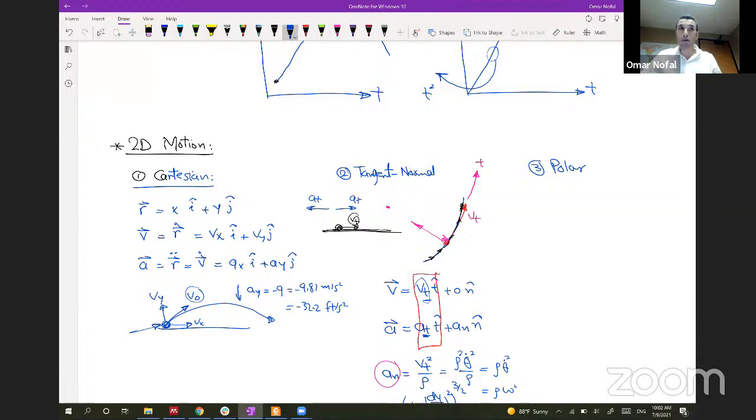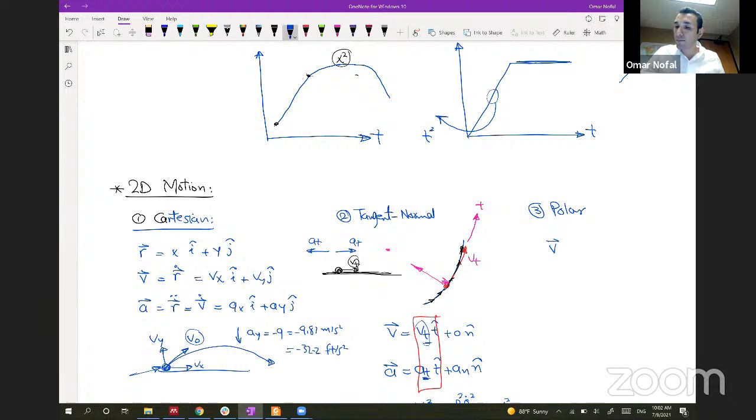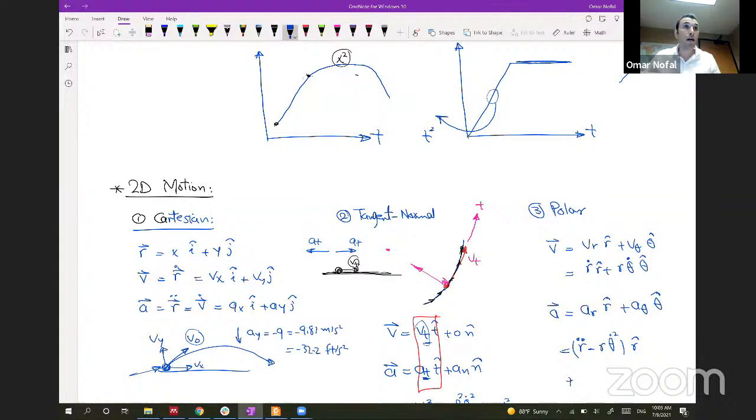For the polar coordinate system, it gets more complicated, as we will have V equal to V in the R direction, R hat, plus V theta in the theta hat direction, and V R is equal to the time rate of change of the position, and V theta will be equal to R theta dot, which is R omega. And for the acceleration, we will also have A R in the R hat plus A theta in the theta hat. A R is equal to R double dot minus R theta dot squared in the R hat, and in the theta hat, it will be R theta double dot plus 2 R dot theta dot in the theta hat direction.